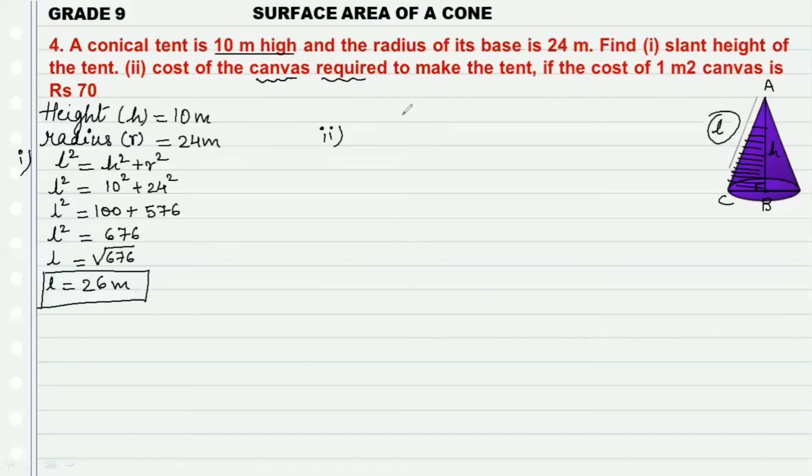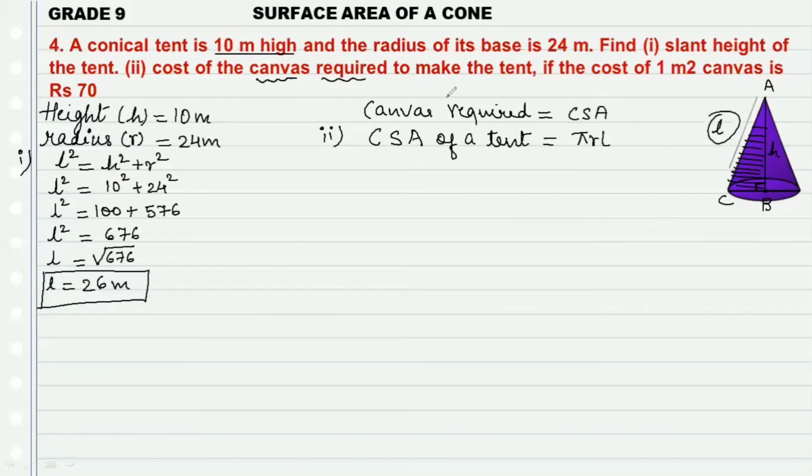So we are finding the curved surface area of a tent, that is pi RL. So curved surface area, right? Yes, write it down, canvas required will be equal to CSA of a tent, right? CSA of a tent, and that CSA is given by pi RL. This is your formula. Clear? Now let's substitute the values here.